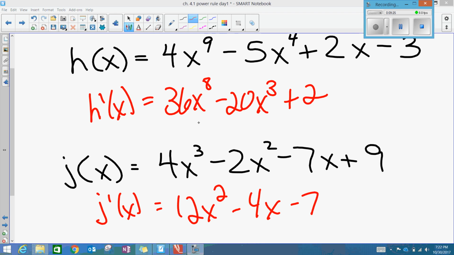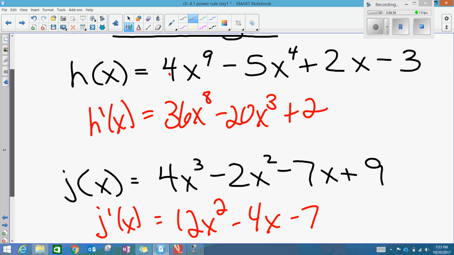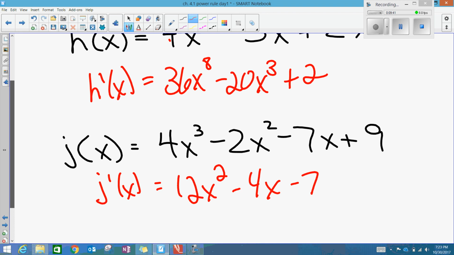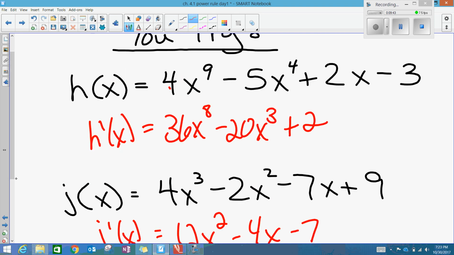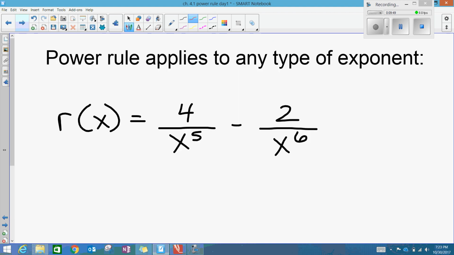So 36x to the 8th, again 9 times 4 is 36, minus 1. 4 times negative 5 gave us a negative 20, minus 1 gives the exponent of 3. 2 to the 1st becomes just a 2, so plus 2. And then j to the x. Okay, so 12x squared, sorry about that, 12x squared minus 4x minus 7. Okay?